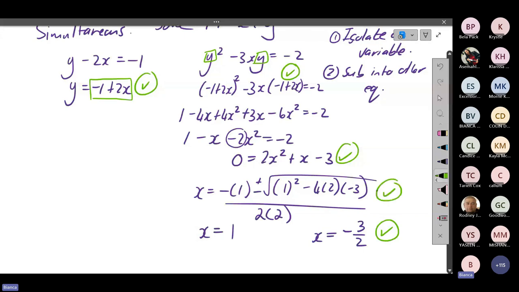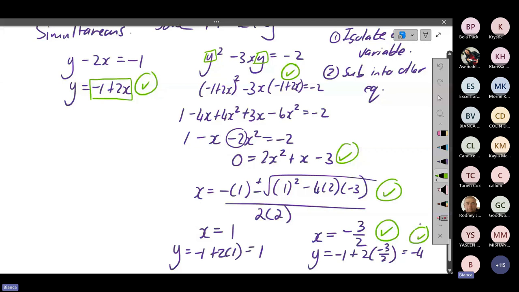Question says solve for what? X and Y. All I've done is solve for X. What do I do now with my X values? Sub it back into the other equation. Can't sub it back into your original equation. So wherever you see an X, you are now going to put the first value that you just worked out. So that's going to be 1. And then you do it again. Minus 1 plus 2 times minus 3 over 2. The 2's cancel. This is minus 4. And that's your sigma.